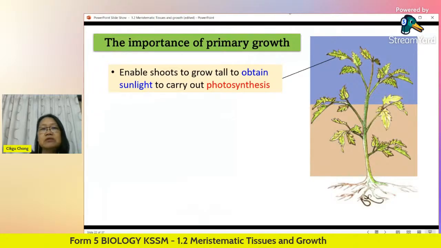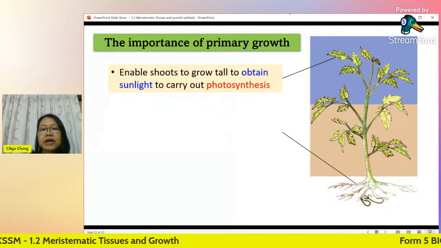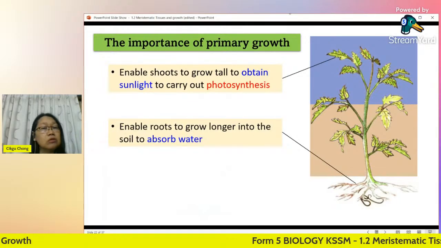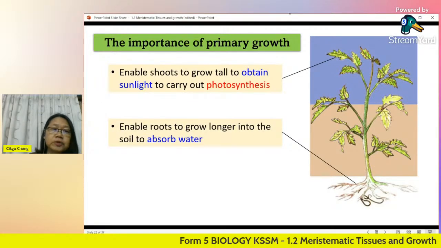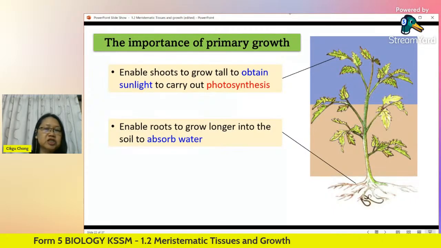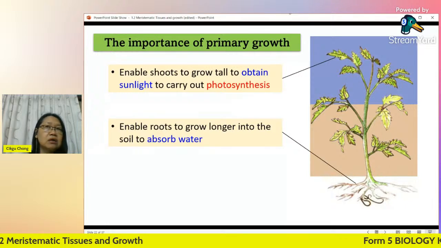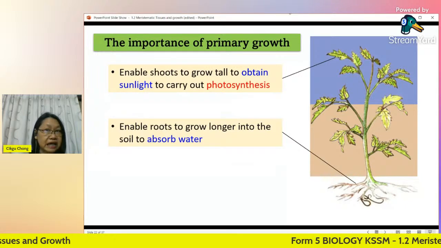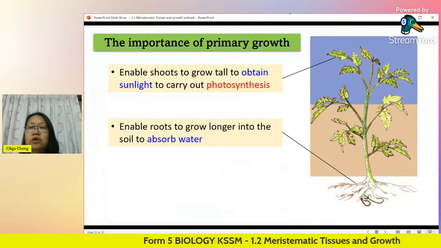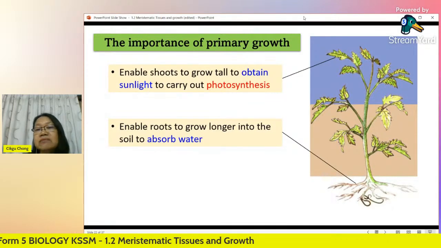This is very important for a plant. It will be able to carry out photosynthesis. Next, for the roots, it will enable the root to grow longer into the soil so that it can absorb more water, to search for water. Especially if the plant is growing in a place that doesn't have a lot of water. Maybe there's more water supply down in the deeper layers of the soil. That's why it has to grow downwards to search for water.